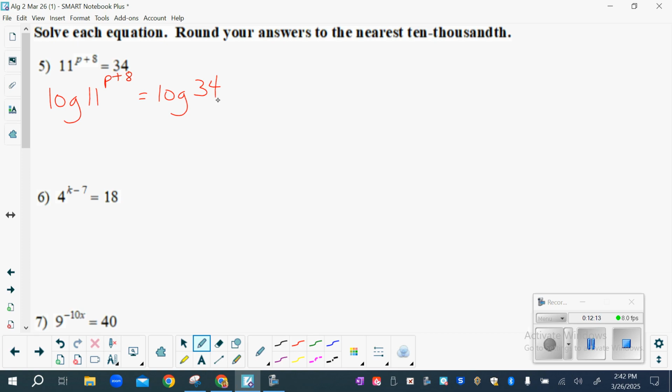Thank you, those of you who are sitting quietly. So now, what's our next step? On the last one, what did we do with that exponent? We moved it to the front. So we want to do that here too. We're going to take the p plus 8 multiplied by log 11 equals the log of 34. So we're just moving that exponent to the front. It's all of it, so that's why I have to put parentheses around it. So now, what do I do next?